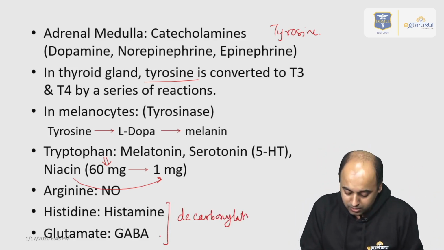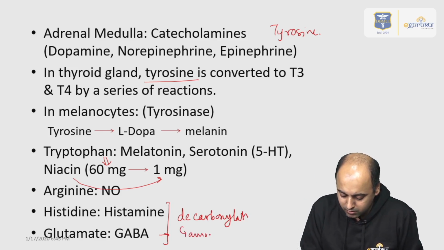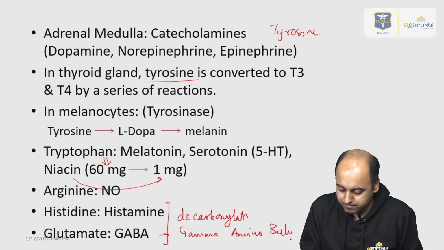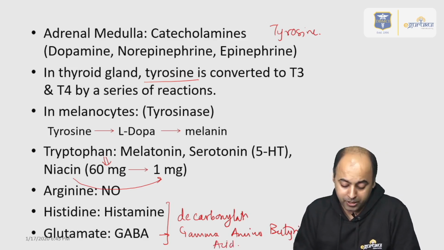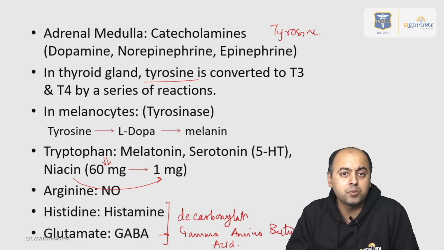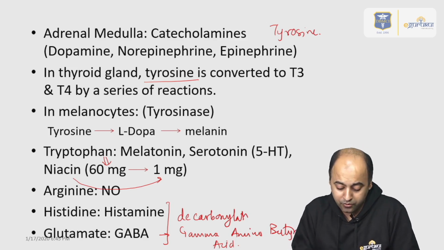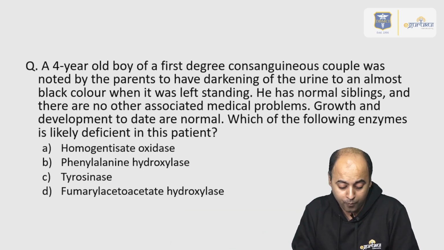GABA means the gamma amino butyric acid. The gamma amino butyric acid, GABA, is obtained from glutamate. So, these are some of the very important special products obtained from the different amino acids which you should know.